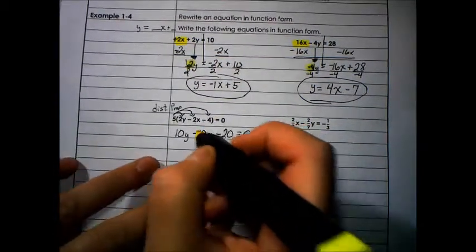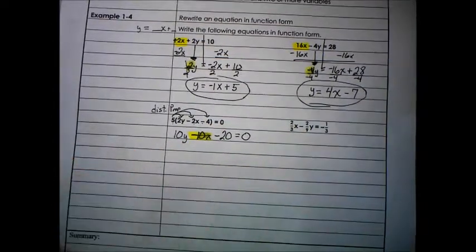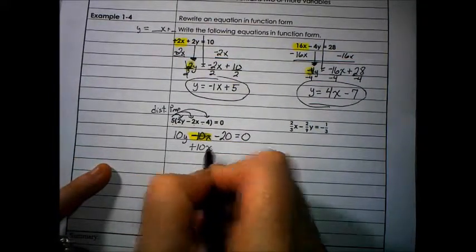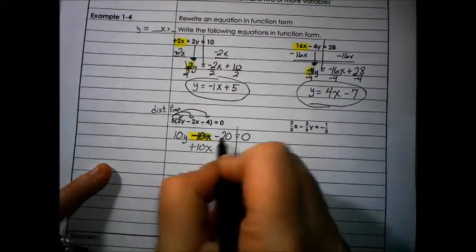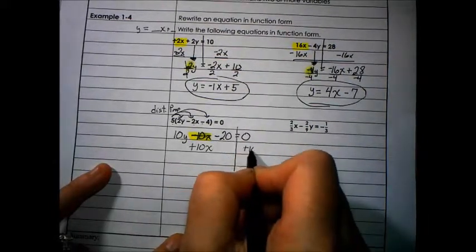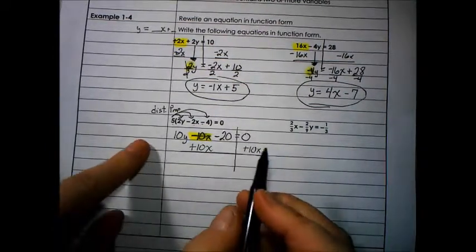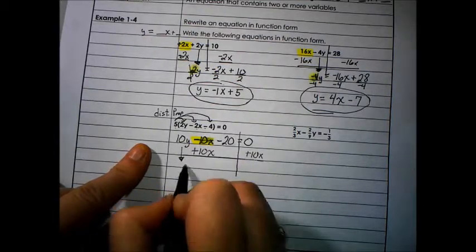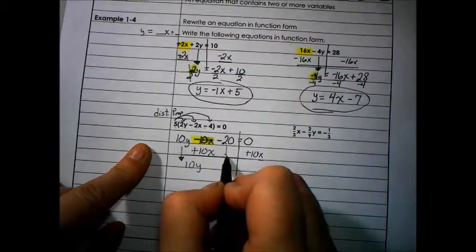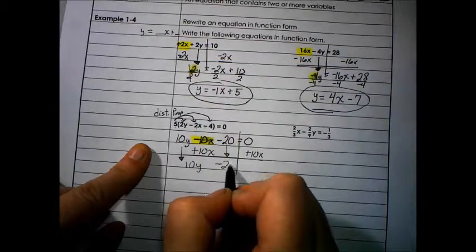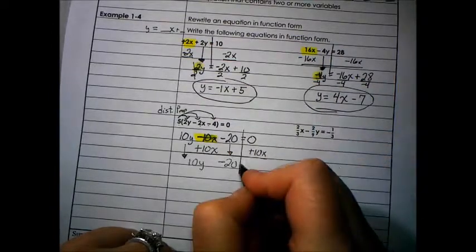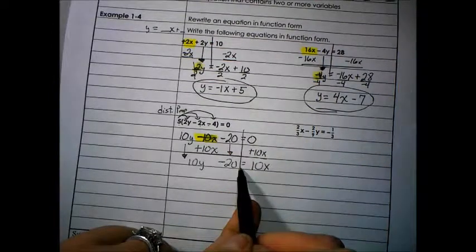Okay, looking for the x, I've got to move that negative 10x to the other side. This is a negative 10, so to move it, I'm going to make it a positive 10. Move it all the way across. And I need to bring down the 10y, and I also need to bring down the negative 20. On the right hand side, 0 plus this 10x is just going to be 10x. And make sure you put your equal sign.